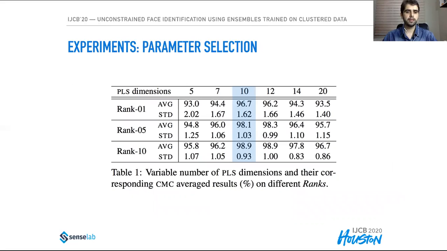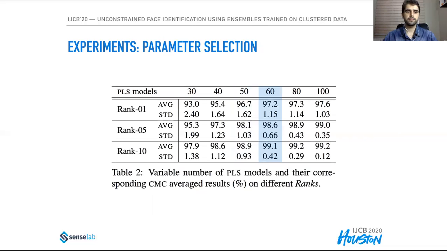Table 1 presents the cumulative match characteristic results, the CMC results, as we gradually increase the number of PLS components from 5 to 20. Since there is a minor advantage in using a particular dimension size, we set the number of PLS components to 10 for all following experiments. Table 2 exposes how the number of PLS models affects the implemented method. There is a meaningful improvement when varying the ensemble size from 30 to 100. However, we observe no significant accuracy increase when the number of regression models exceeds 50 learning algorithms. Therefore, we fixed the number of PLS models at 60 in the subsequent experiments.